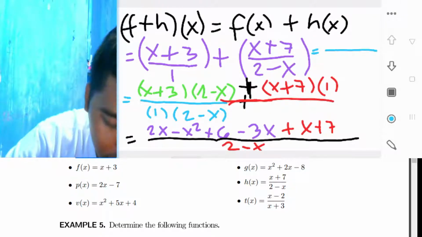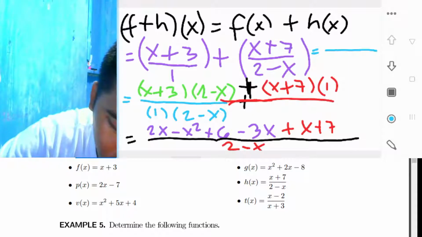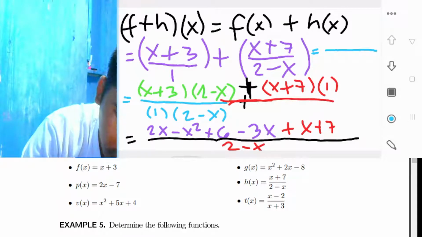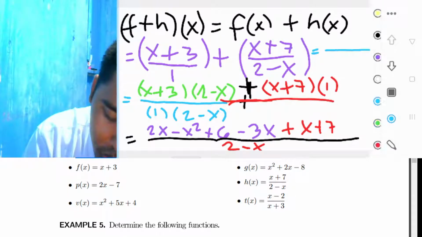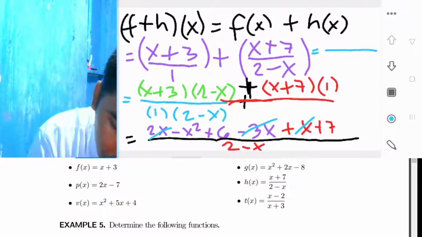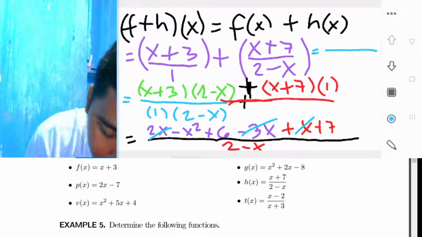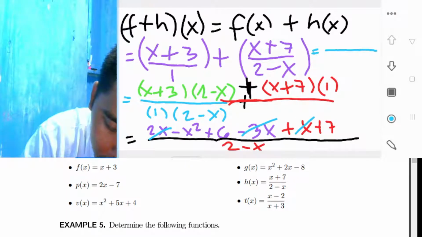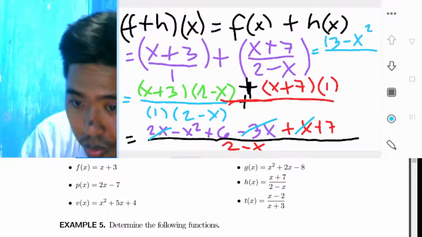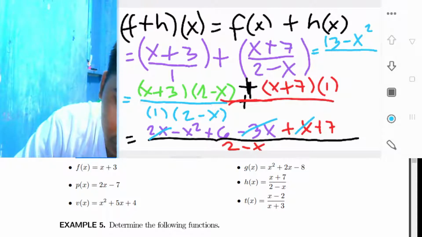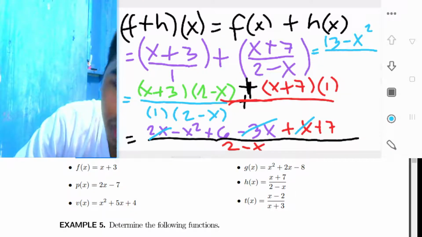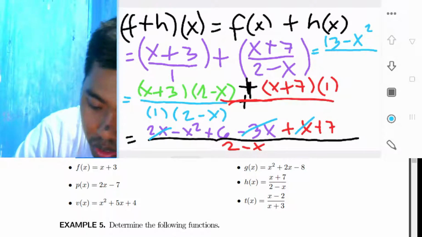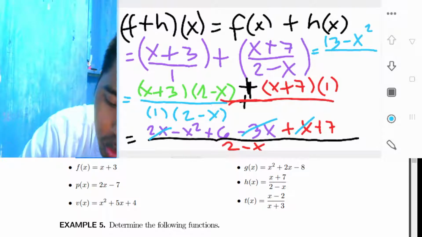2x minus 3x, that would be negative x, then plus x. So again, 2x plus x, that would be 3x, minus 3x, that would be cancelled, right? This will be out. So adding 2x to x gives 3x, minus 3x, 0. Next, we have constant 6 plus 7, that would be 13. Then negative x squared. You can also multiply both the numerator and denominator by negative 1 later so that x squared becomes positive.